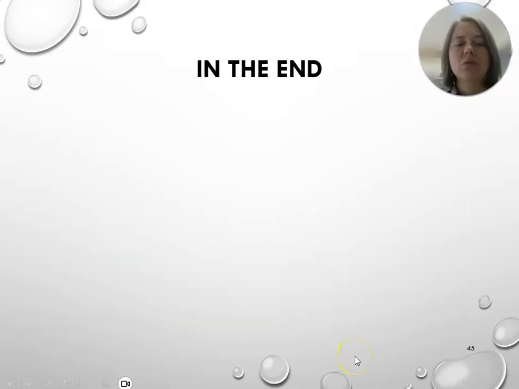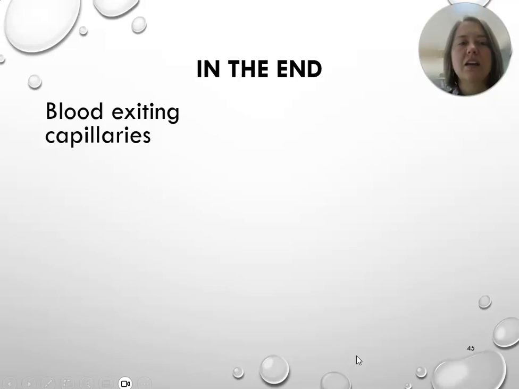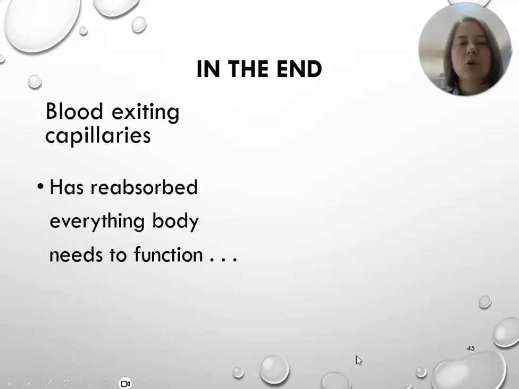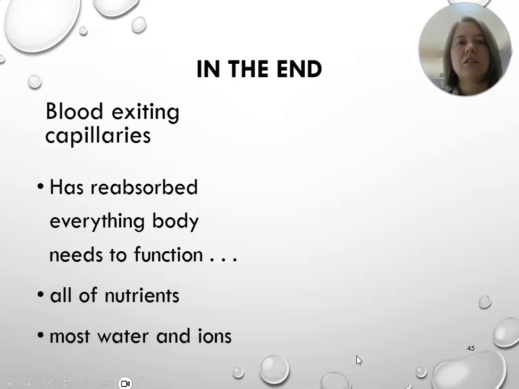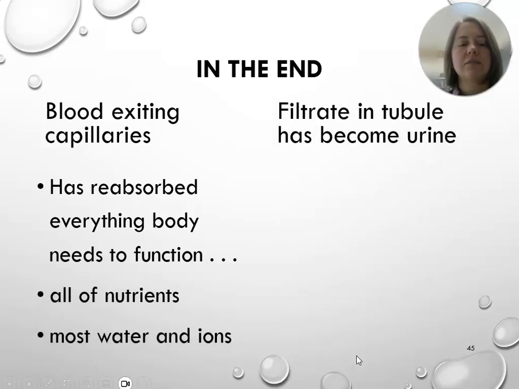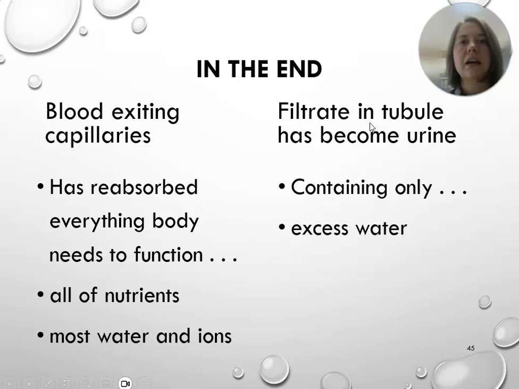After all three of those steps, what do we have? So in the end, the blood exiting the capillaries, exiting the kidney, has reabsorbed everything the body needs to function. All of the nutrients, most of the water and the ions, and the filtrate in the tubule is now urine, and that contains only excess water and your waste products, and then any excess ions that you have in your body.